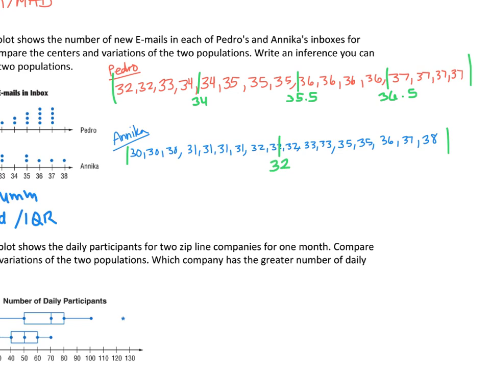I have 8 values. So 1, 2, 3, 4, 1, 2, 3, 4. So I'm going to draw a vertical line in between the 31s, because that's halfway between those. And halfway between these, 1, 2, 3, 4, is between the two 35s.